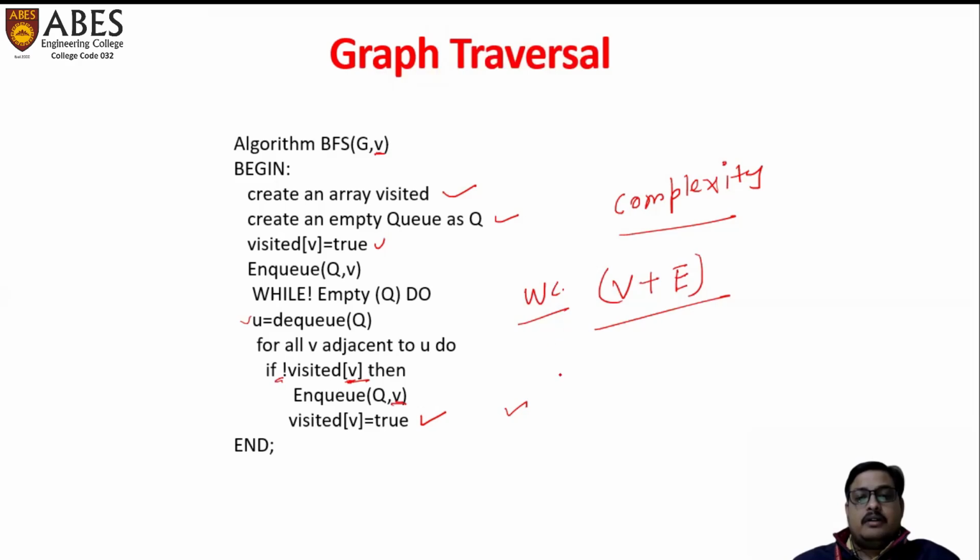And now, what will be the space complexity for this? So, in the worst case, we can have one visited array and a queue. So we can say order of n will be the space complexity. Or we can say order of V, that is the number of vertices in the graph. This will be the space complexity for this graph traversal algorithm.